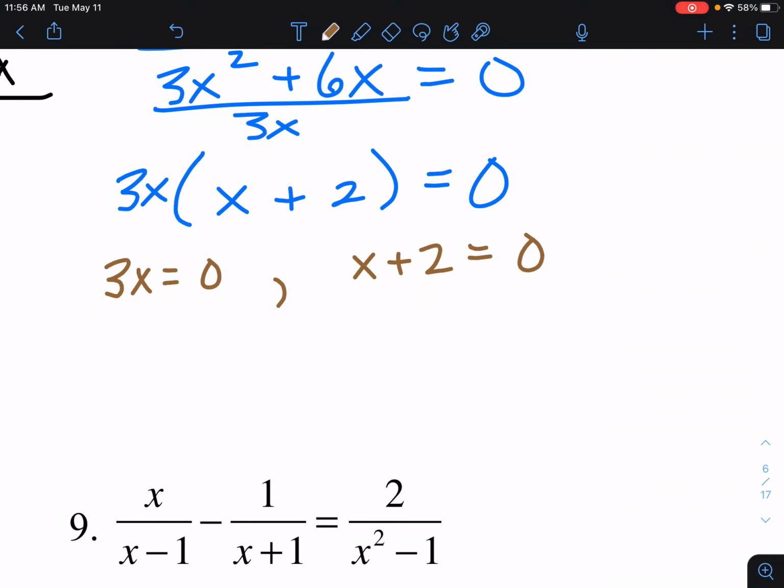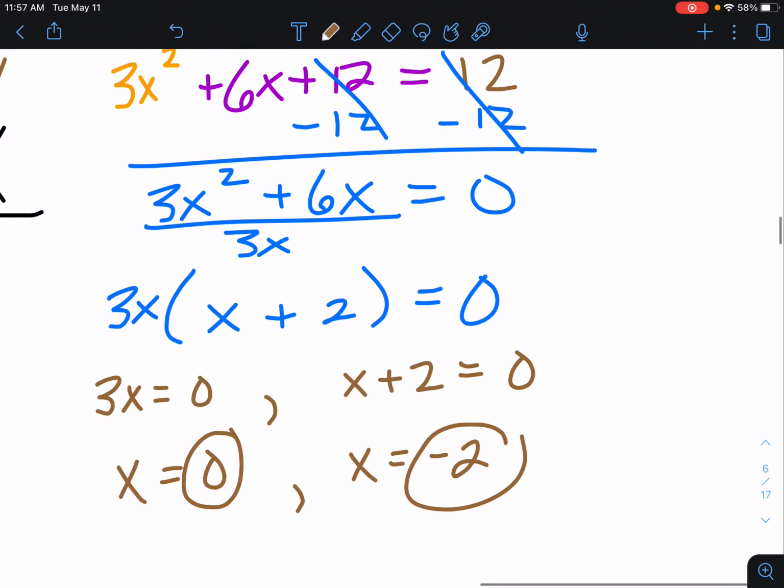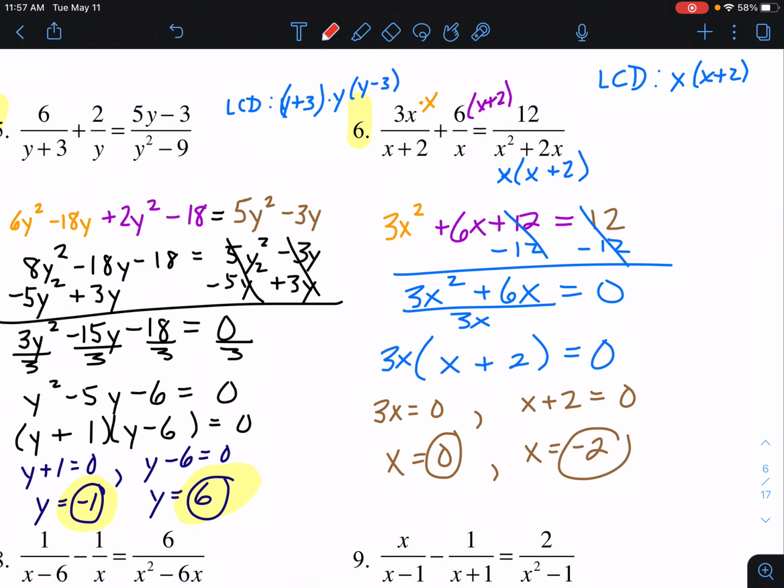The first one, divide by 3, so you'll have x is 0. Second one, subtract 2, and x is negative 2. Or so we think, because now we have to do our checks. Definitely running out of room here. All right, so I'm going to check 0. So I'm going to try to save some space here. Just listen carefully. For the first fraction, 3 times 0 is 0. On the bottom of it, 0 plus 2 is 2. So that's going to be 0 for the first fraction.